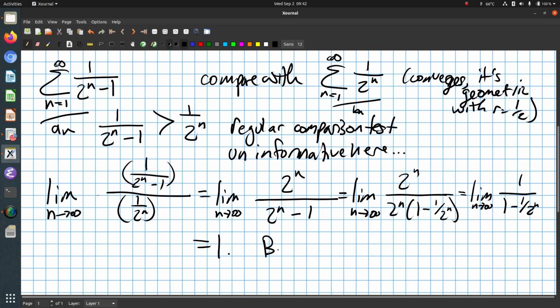And so both series converge or both series diverge. Since the B_n series, the 1 over 2 to the n, the geometric series converges, then both series converge. Pretty handy, and that's basically how the limit comparison test works.